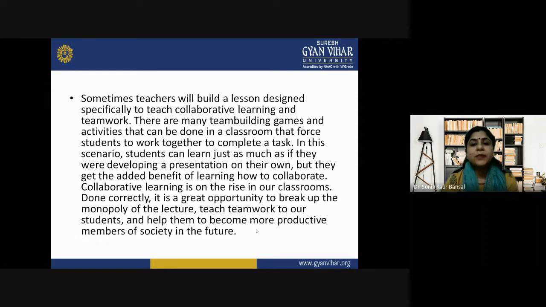So there are many team building games and activities that can be done in a classroom that force students to work together to complete a task. When such a task is given by the teacher to the students, then in the initial stage the students feel a little forced. The teacher is forcing them to complete a particular task with collaboration. But in this scenario, students can learn just as much as if they were developing a presentation on their own, but they get the added benefit of learning how to collaborate. So collaborative learning is on the rise in our classrooms.